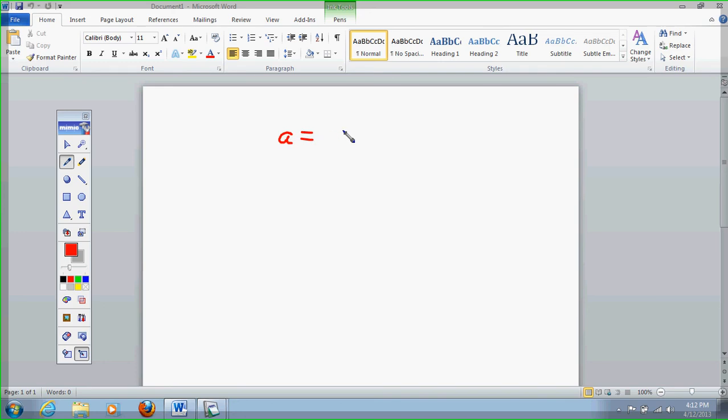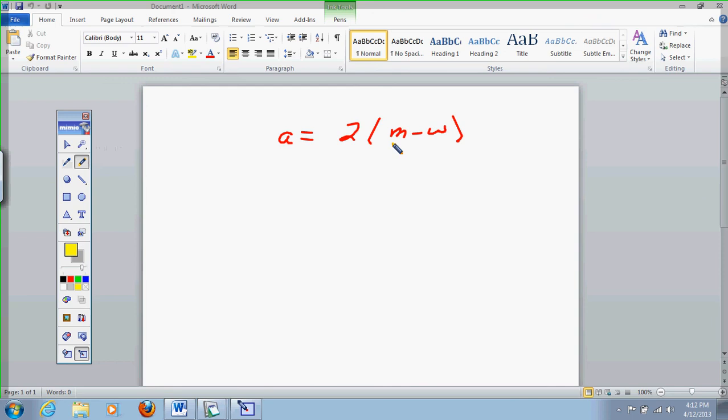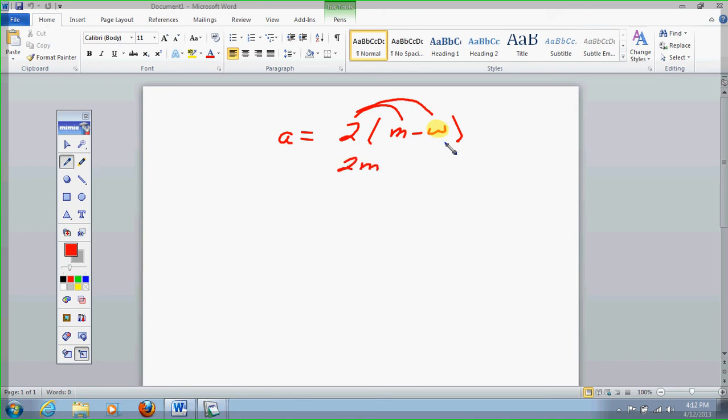If I have a is equal to 2 times the difference m minus w, and I want to solve for w. So here I want w by itself. What I have to do first is distribute this 2 by multiplying it to the m and to the minus w. So 2 times m is 2m, and 2 times minus w is minus 2w. Bring the rest down.